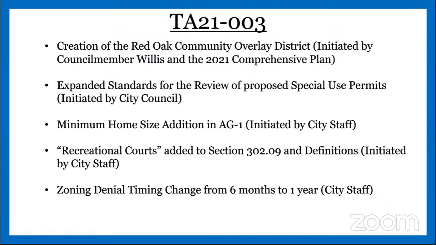In addition to that, we have the special use permit section that will have some edits and changes where we're expanding some of the standards and requirements within special use permits. In addition, we have the minimum home size addition for AG1 to be identified. We have not identified a minimum heated square feet within that particular zoning classification. We're looking to mimic that very close to what R1 requires.